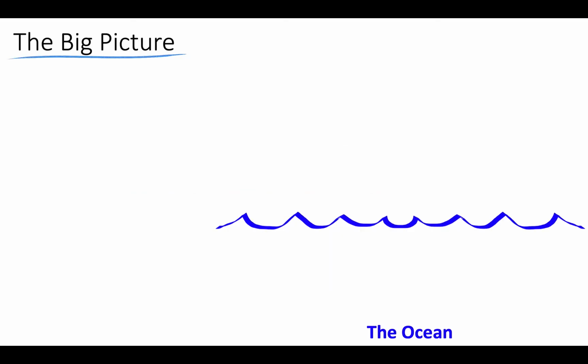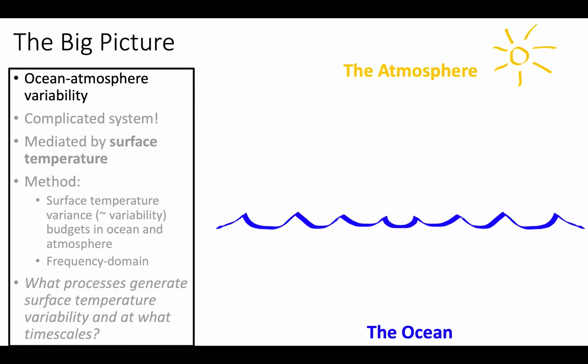So let's start with the big picture. We have the ocean, we all know what that is. We have the atmosphere right on top of it. And what I'll be looking at, what I'm very interested in, is ocean-atmosphere variability. So how the two fluids, how the ocean and the atmosphere, vary in time and space. And I'm specifically interested in this talk about what happens at the surface.